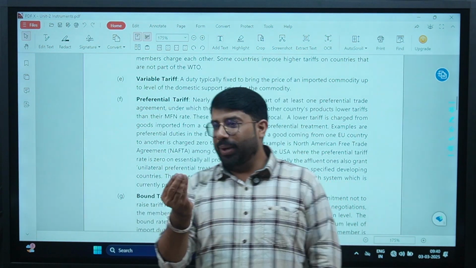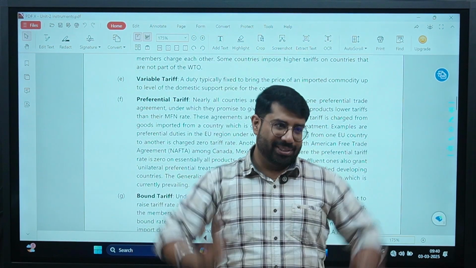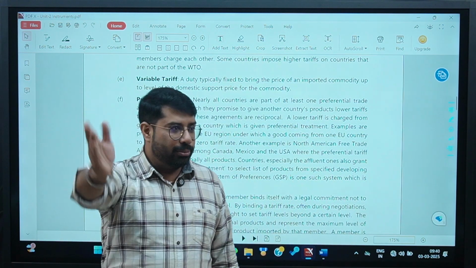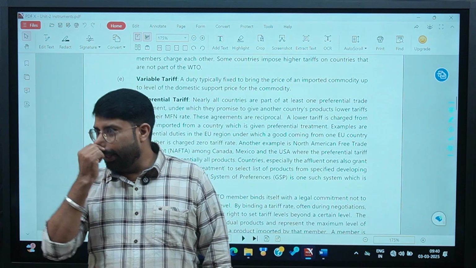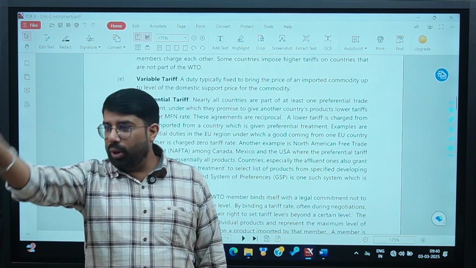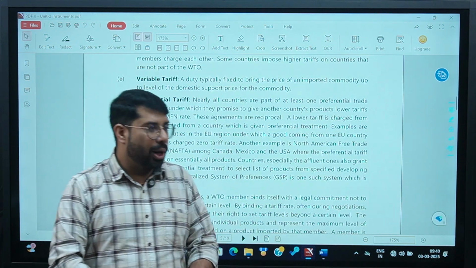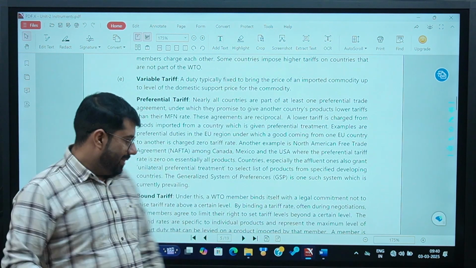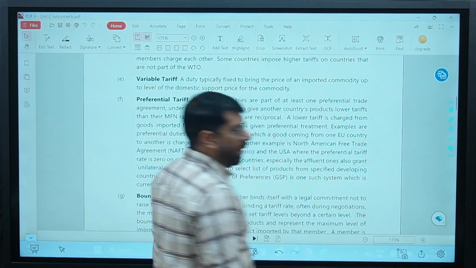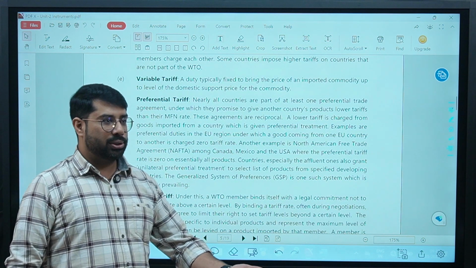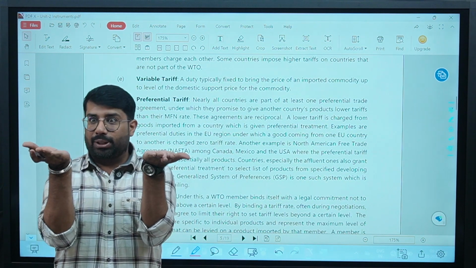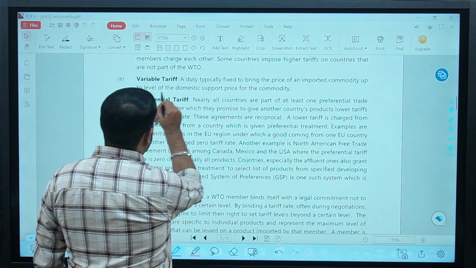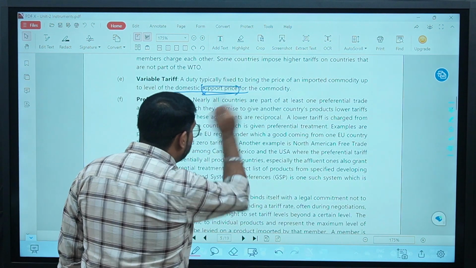A doubt, a question, and a very, very good question. Sir, if the government is charging tariff to bring the price of the commodity near the domestic price, then what is the benefit of importing? Better you produce the goods in India only. Yes or no? It is not like that. You are not focusing on the language. They are not saying that they will bring the price of the goods to the price level of the domestic goods. They are saying they will increase the price of the goods to match the level of the domestic support price.